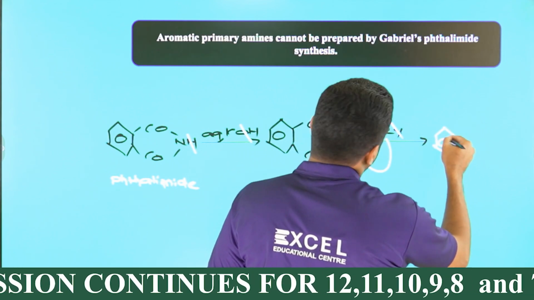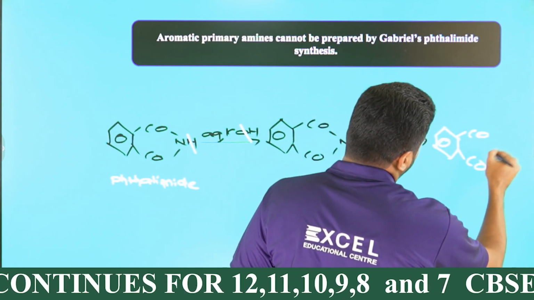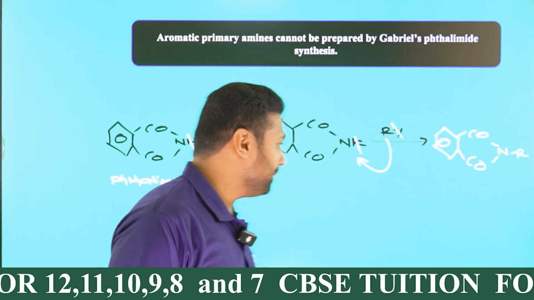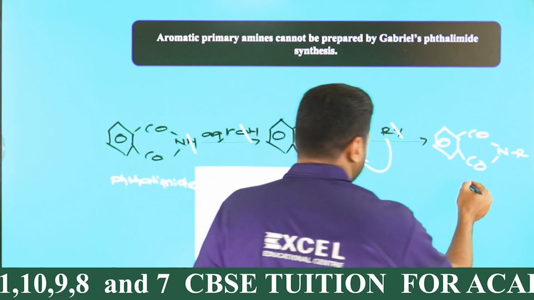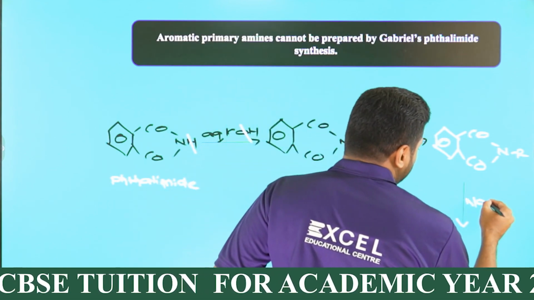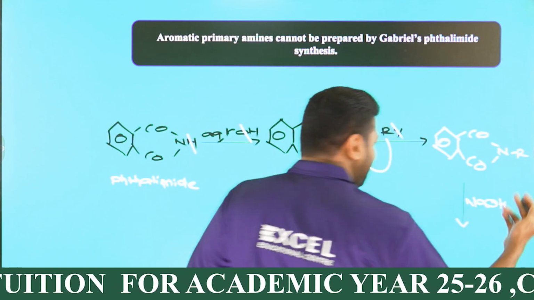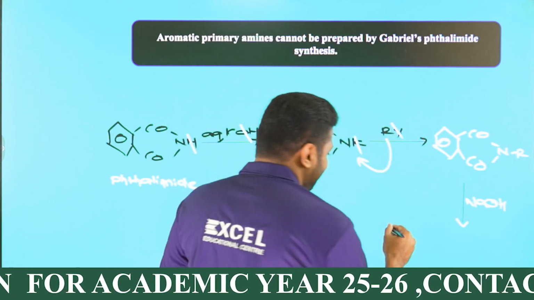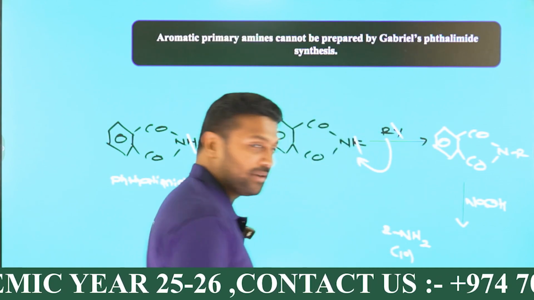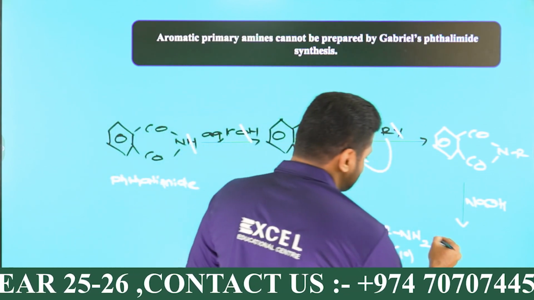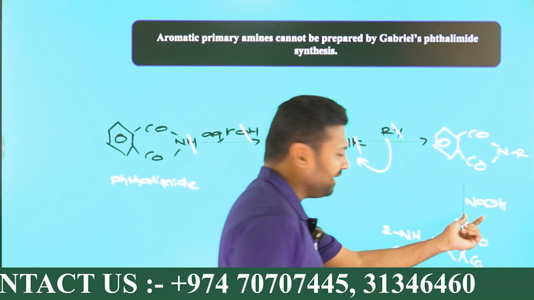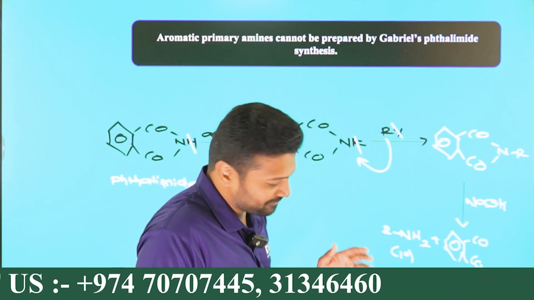Getting benzene ring with CO-CO-NR. NR is same as RN. Will be passing over NaOH, sodium hydroxide. Shortcut mechanism only. On passing sodium hydroxide, this RN gives you RNH2, called primary amine. Remaining will be benzene ring with COCO connected by this ONa. I hope it's clear finally, right?